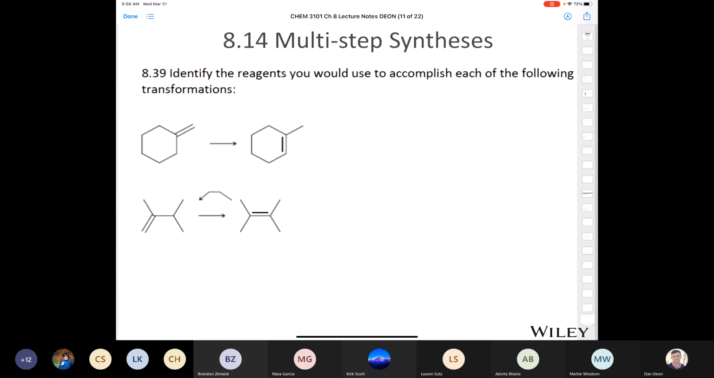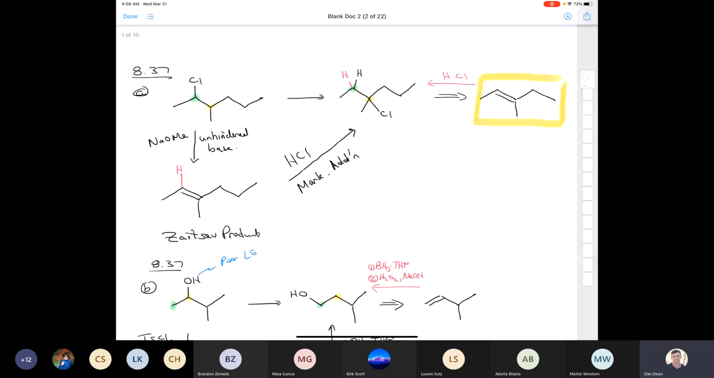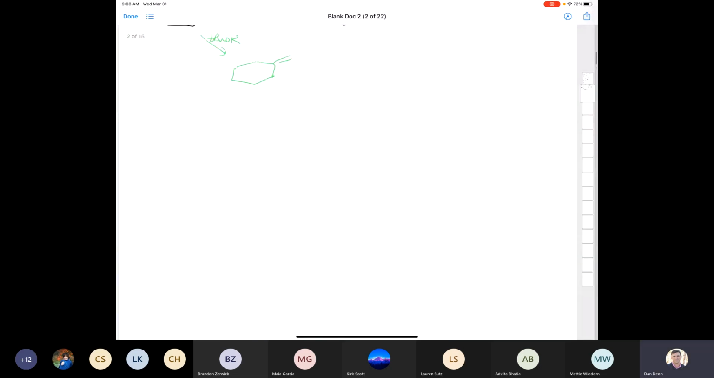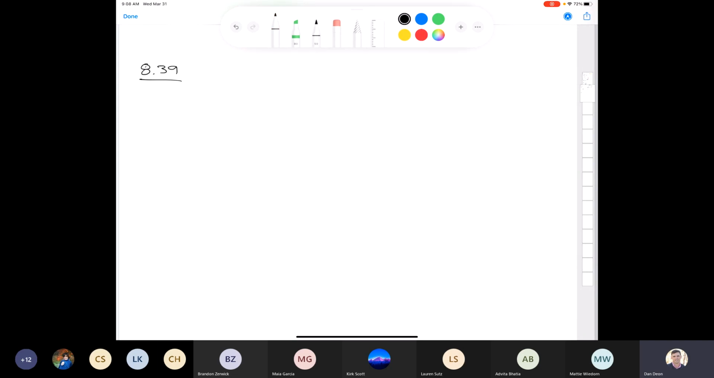Let me go back to my blank sheet here. We'll try 8.39. 8.39a says, give me the reagents to go from this exocyclic alkene, methylene cyclohexane, to this 1-methyl cyclohexene. Anyhow, how would we do a transformation like that?